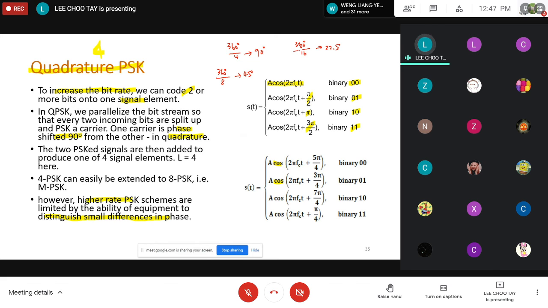So the more levels you use, you can represent more bits. Therefore, that will increase your bit rate. However, the problem is, can your equipment differentiate the small difference in the phase angle or not? So that is a limitation of hardware.